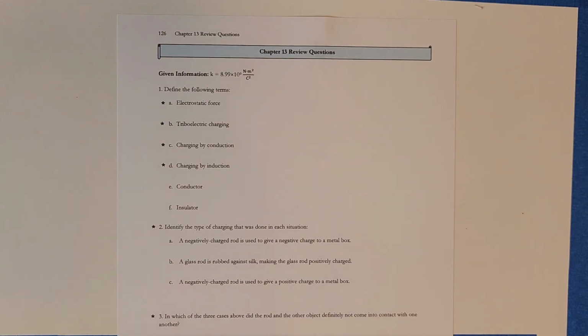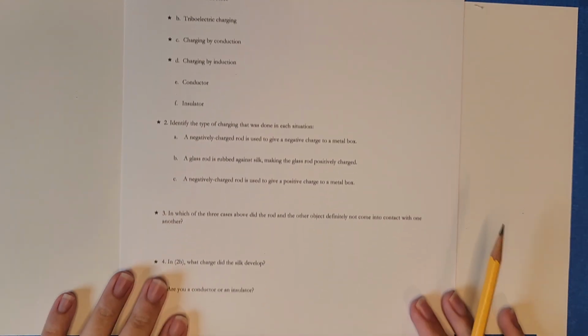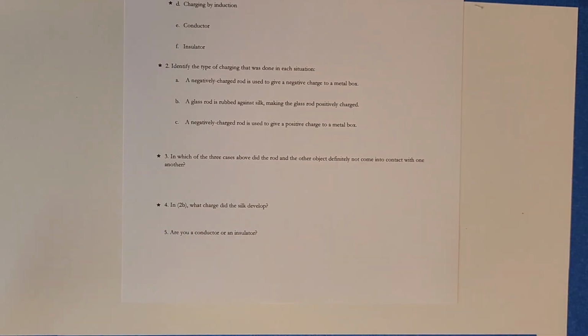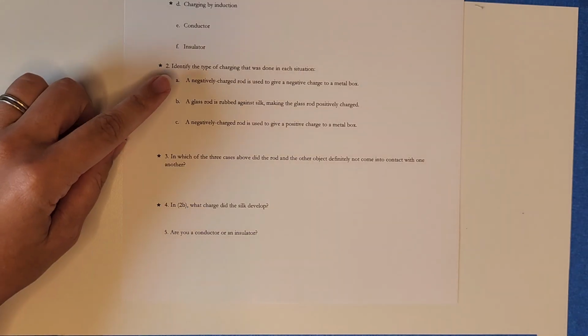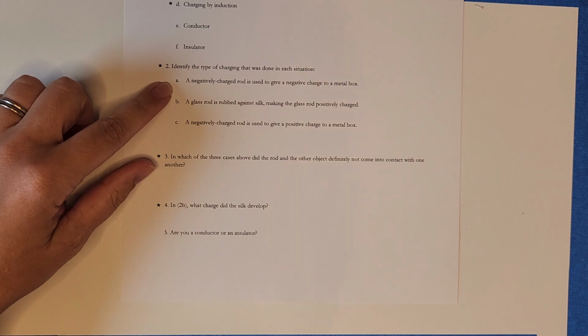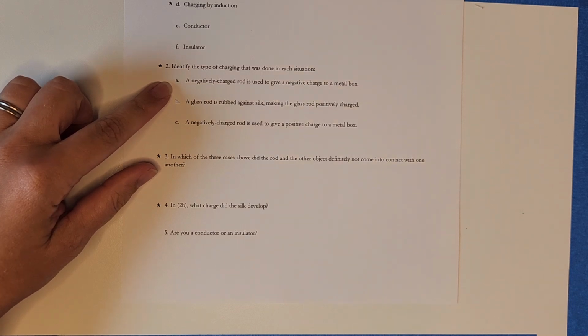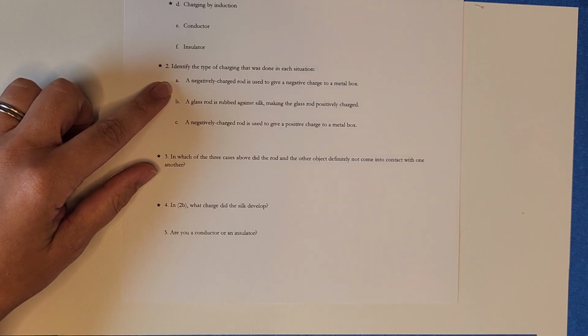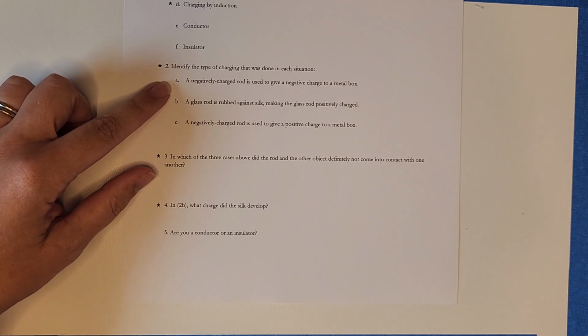As usual, we're going to skip these first definition problems because you can easily find them in the book. And we'll start with question 2. So we're identifying the type of charging that was done in each situation. The first one is that a negatively charged rod is used to give a negative charge to a metal box. So this one's going to be charging by conduction, and that's because it gives the object the same charge as the item with which you are charging it.